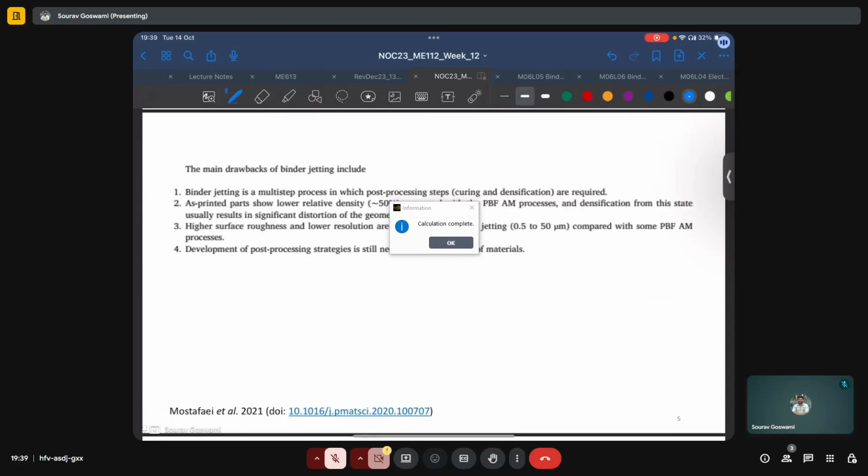Some of the major drawbacks of binder jetting include the multi-step nature of the process, in which post-processing steps are required, as printed parts show low relative density, close to 50%, and densification from this state usually results in significant distortion of the geometry. There is a higher surface roughness and lower resolution compared with some of the other powder bed fusion processes, and development of post-processing strategies for most of the materials is still a work in progress.